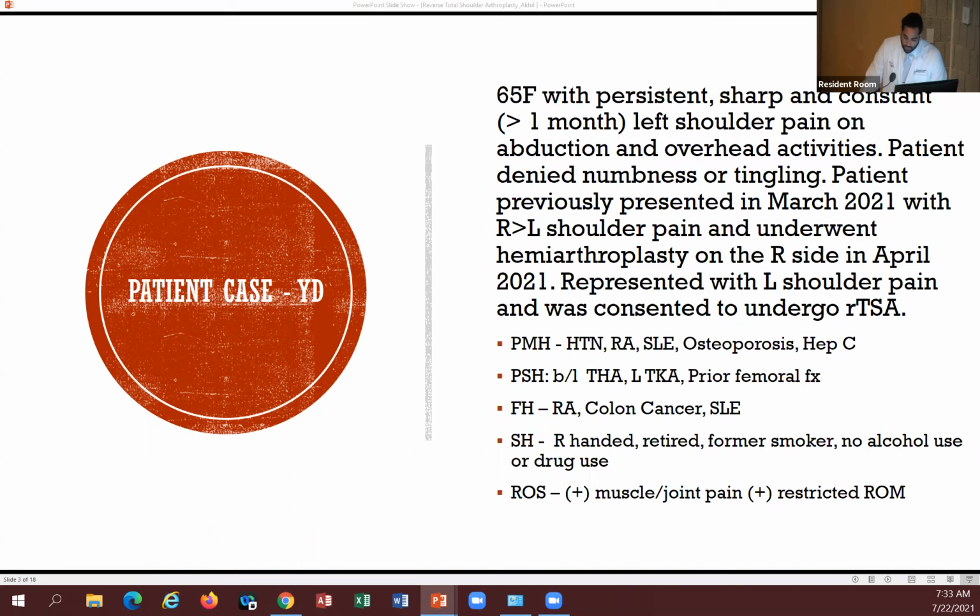I think out of her history, the main pertinent findings are that she has a prior medical history of rheumatoid arthritis, as well as lupus and Hep C. She's right-handed, she's retired, she was a former smoker. However, she denied any alcohol or drug use.